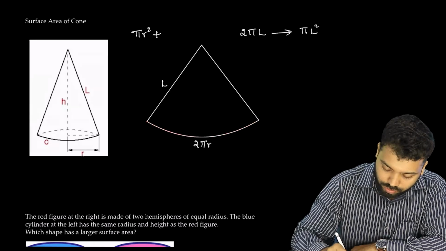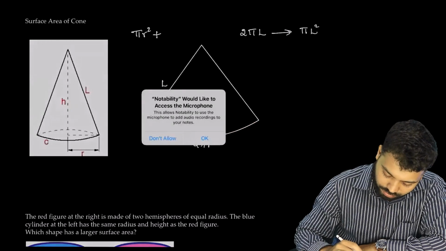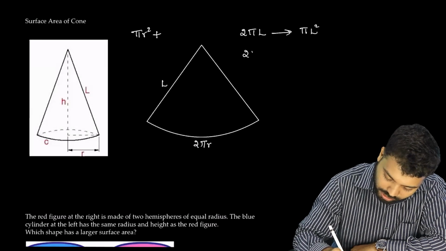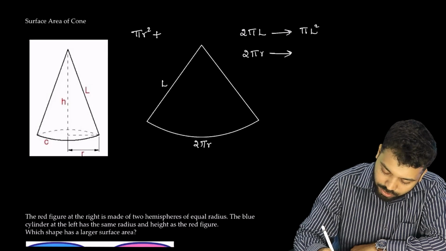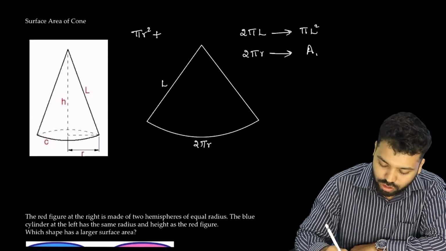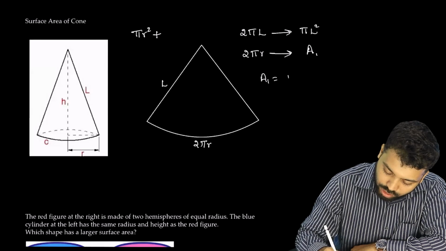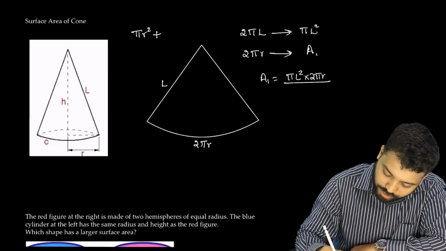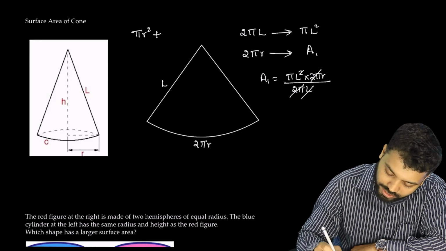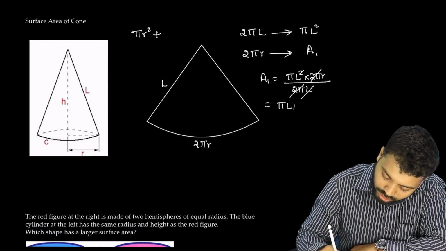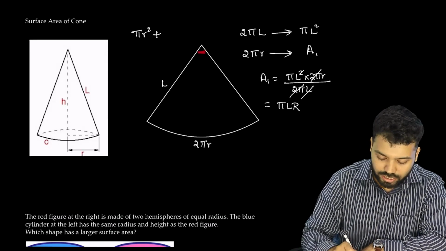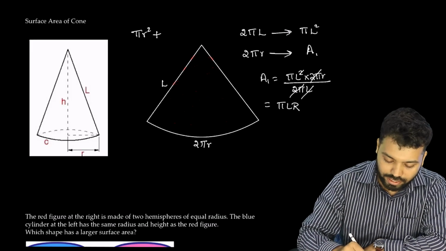How much is this length? It is 2 pi r. So what is the corresponding area? That we have to find out. So we will get A1 as pi L square into 2 pi r divided by 2 pi L. So 2 pi and 2 pi get cancelled, and one of the L gets cancelled. We'll get pi L r. Correct. So this area is nothing but pi L r.